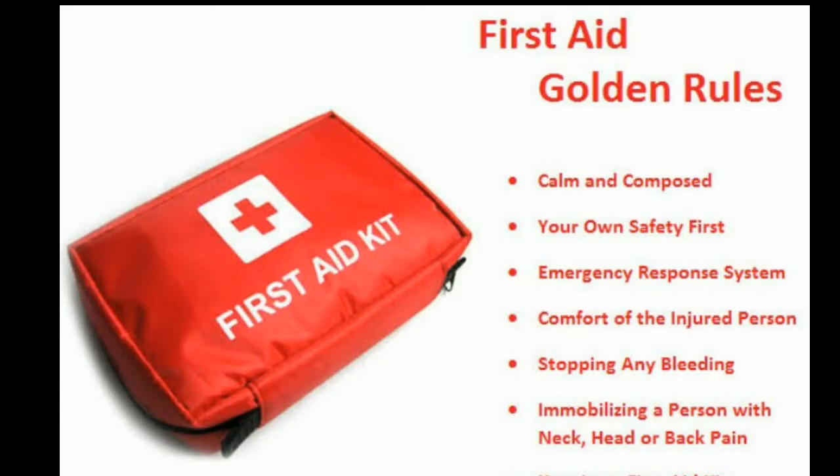Now, for providing first aid, we must follow some rules. We must be calm and composed. First of all, we have to remember our own safety. Then an emergency response system must be there. We must give comfort to the injured person, stop any type of bleeding, and immobilize a person with neck, head or back pain. These are the rules we must remember when giving first aid to an injured person.